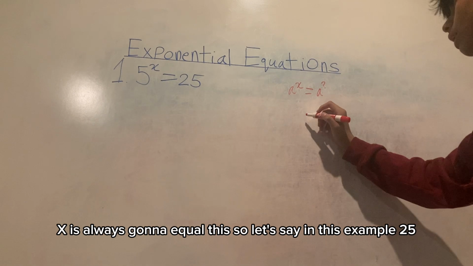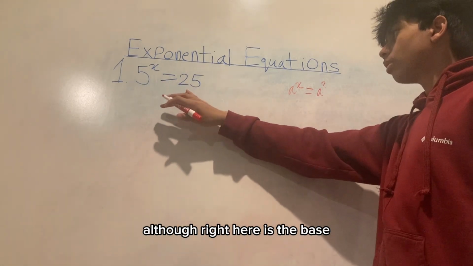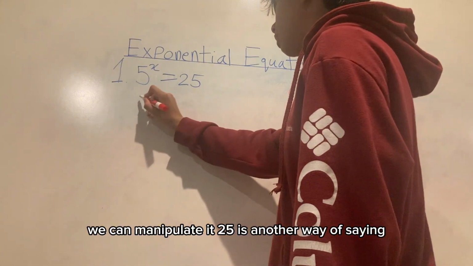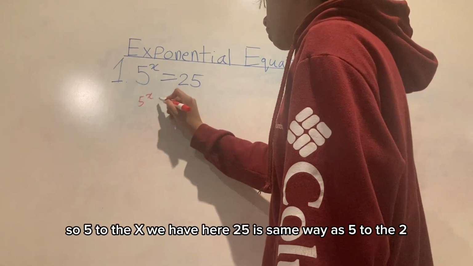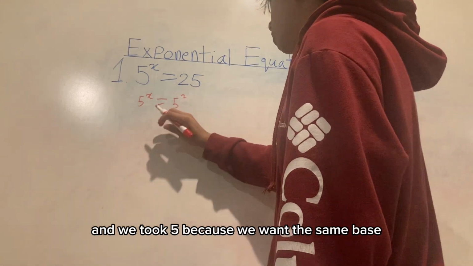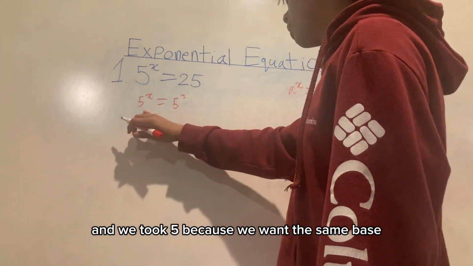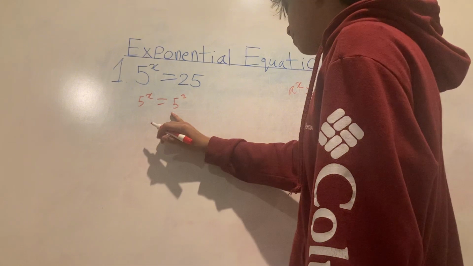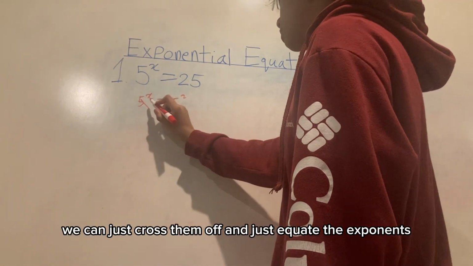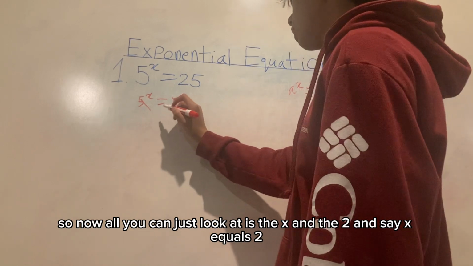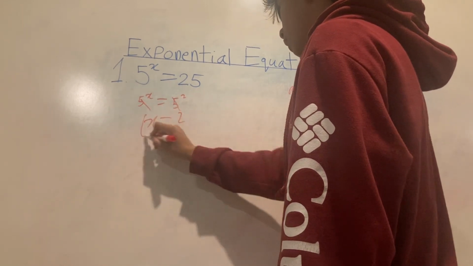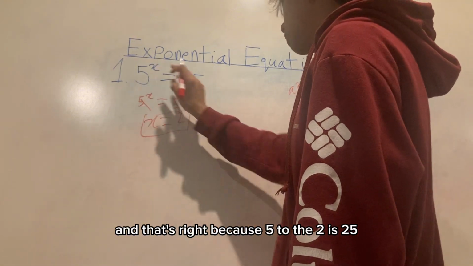So in this example, although 5 is the base here, we can manipulate 25. 25 is another way of saying 5 to the 2, and we took 5 because we want the same base. So now, since we have the same base on both sides, we can just cross them off and equate the exponents. So now all you look at is the x and the 2 and say x equals 2. And that's right because 5 to the 2 is 25.